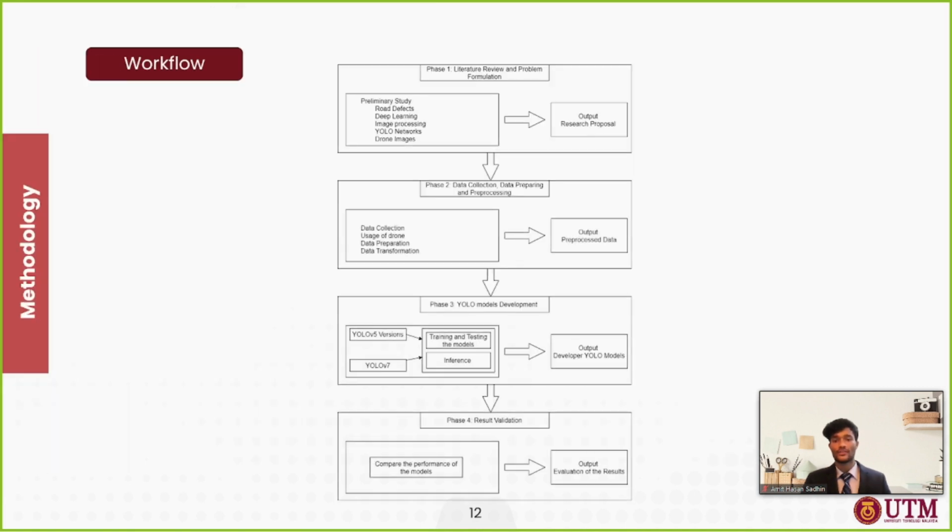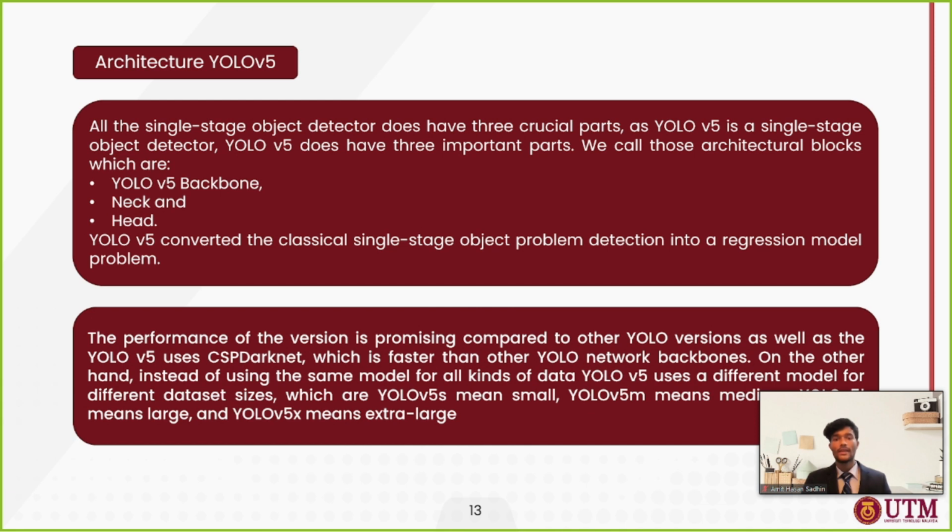Now, in the methodology section, this is the entire research workflow from literature review to result evaluation. YOLOv5, a single-stage object detector, is organized into 3 crucial elements: the backbone, neck, and head. These integral parts allow it to transform traditional single-stage object detection into a more manageable regression model. In comparison with other versions, YOLOv5 shows impressive results due to its use of CSPDarknet, a network backbone that is faster than others. Plus, YOLOv5 stands out for its adaptability.